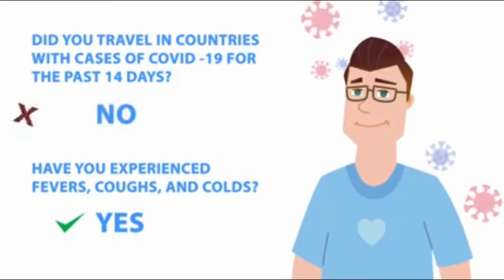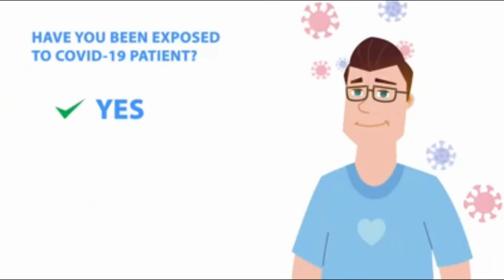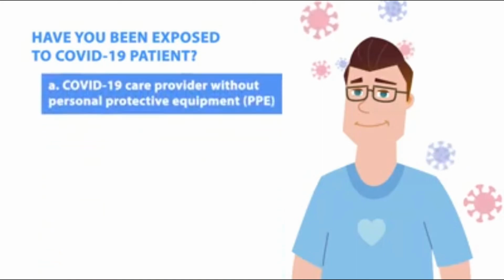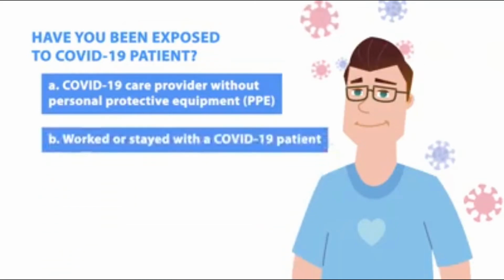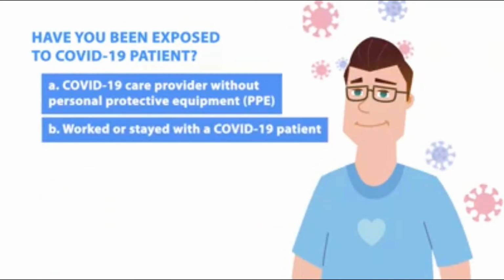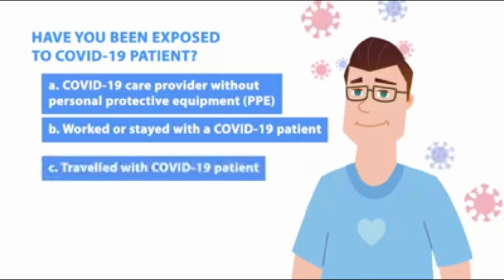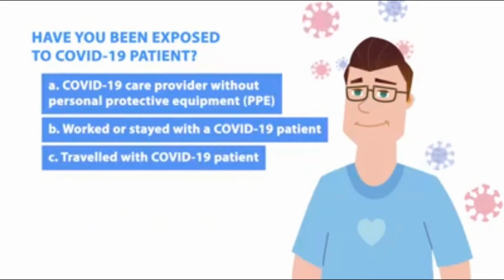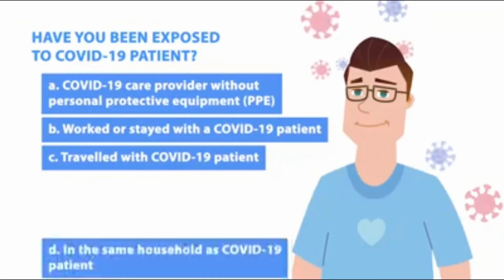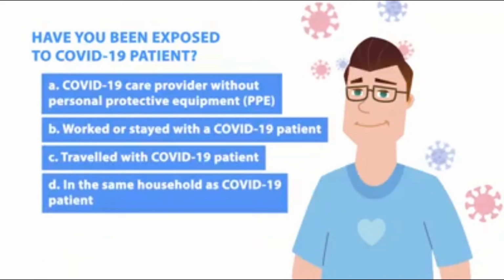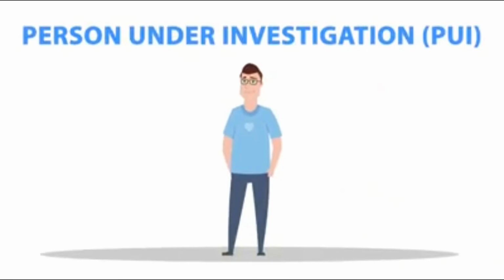If you have no travel history but have experienced fever, coughs, and cold in the past 14 days and have been exposed to COVID-19 patients such as the following: provided direct care for COVID-19 patient without personal protective equipment or PPE, worked together or stayed in the same close environment with COVID-19 patient, traveled together with COVID-19 patient in any kind of conveyance, living in the same household as COVID-19 patient. You are still considered as person under investigation or PUI.